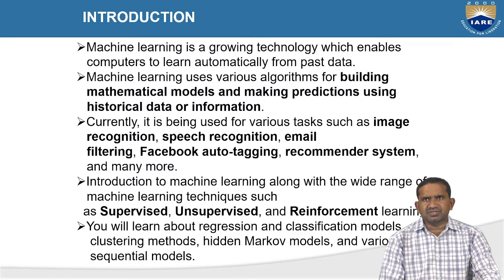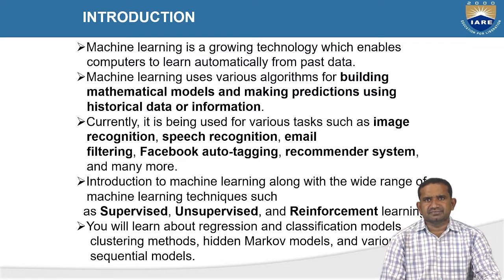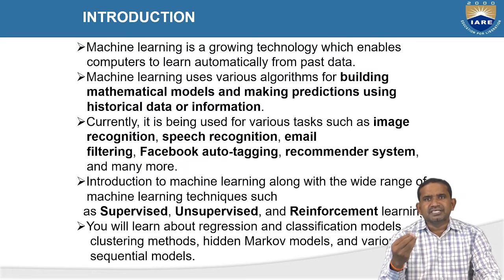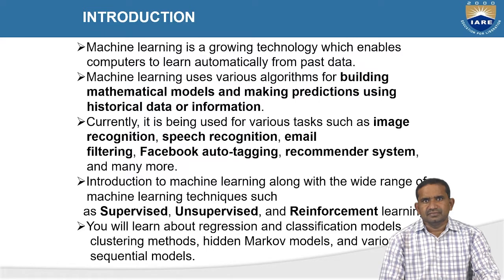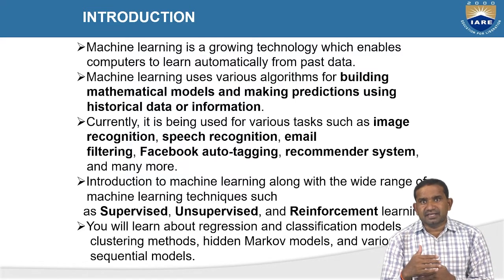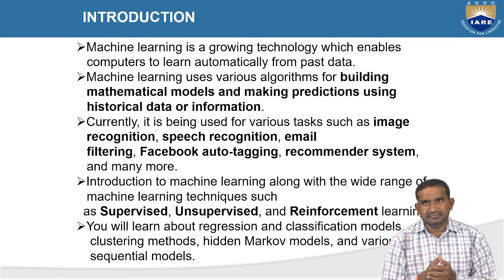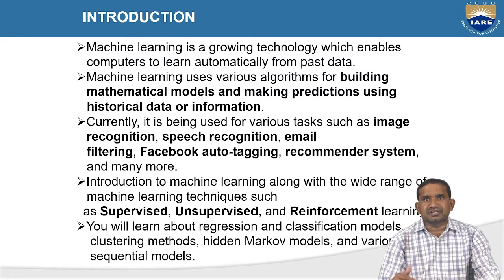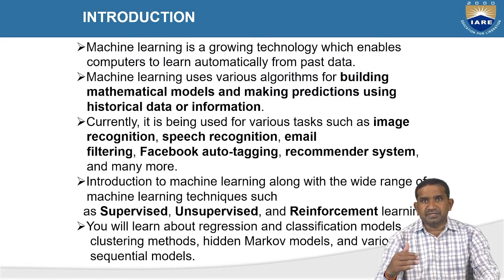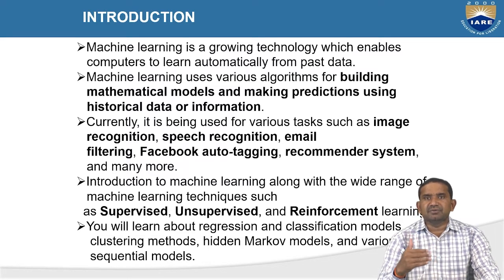Right. Machine learning is a growing technology which enables computers to learn automatically from past data. Means machine learning is nothing but it enables a machine to learn automatically from the past data or historical data. Here, machine means computers. Computers learn automatically from past data. Means the machine can automatically learn based on the available data, historical data or past data.